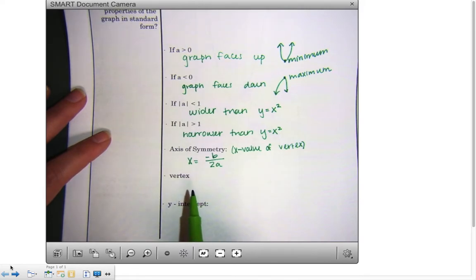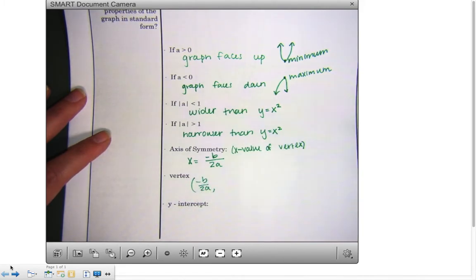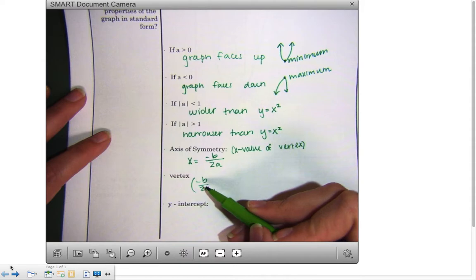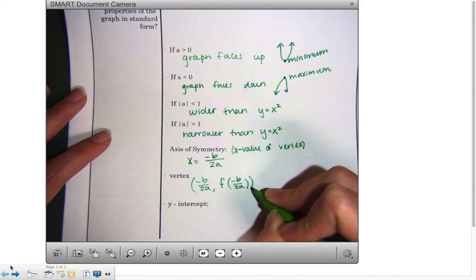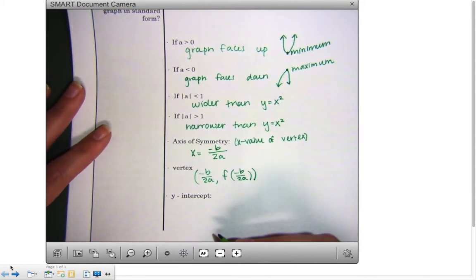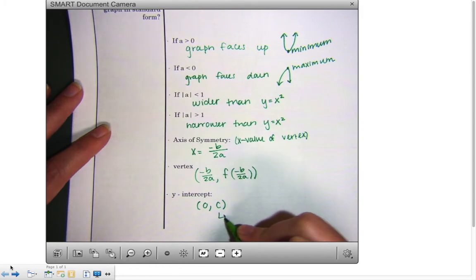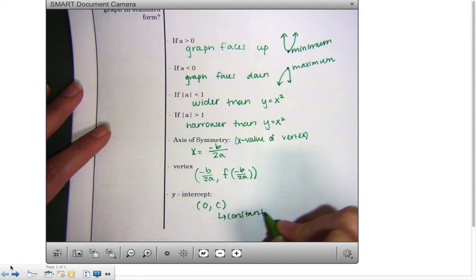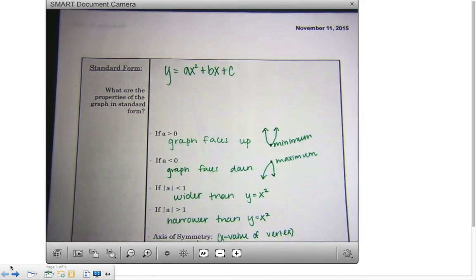So if I want to find the point for the vertex, that's the x value. So I'll write an ordered pair. Negative b over 2a, that's the x value, whatever number that is. And to find the y value, I'm going to take this number and substitute it into my function. So to represent that, I say f of the opposite of b over 2a. That just means we're taking this x value, substituting into the function, and getting the output. That'll be your y value. The y-intercept we also need to know when graphing, and it's just 0, c. That's the constant from your standard form. So c is whatever that number is, that's where you're crossing the y-axis.